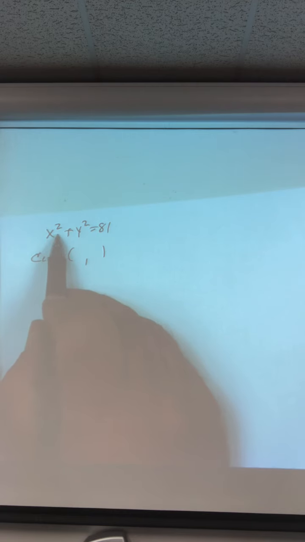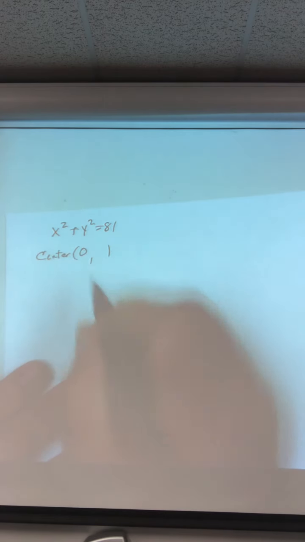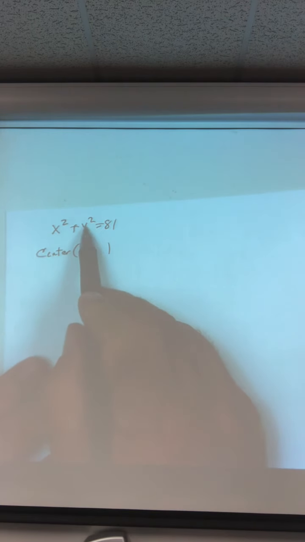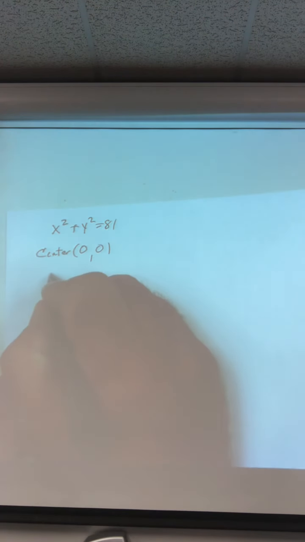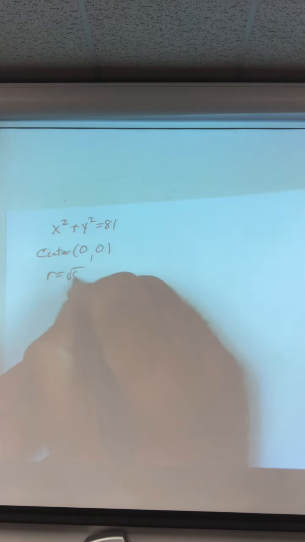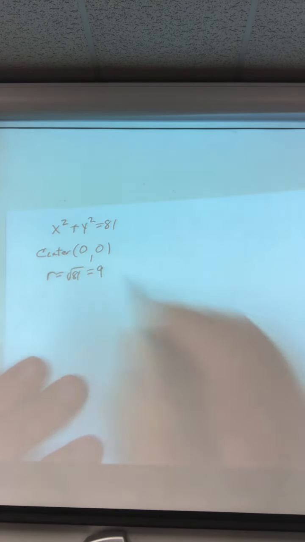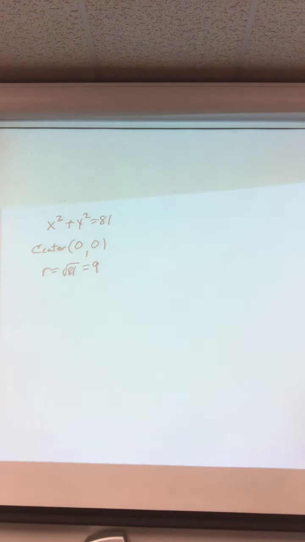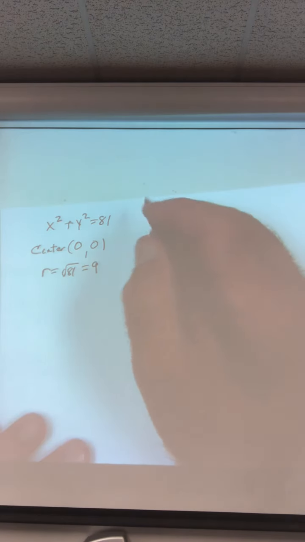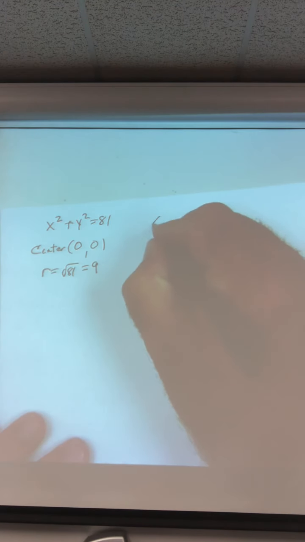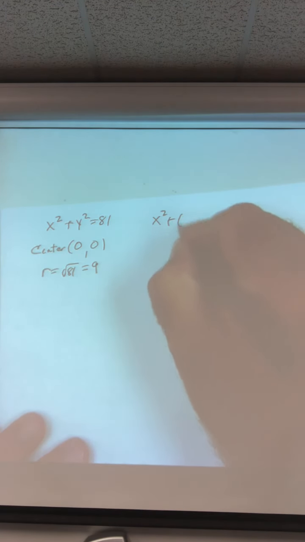What is the h in this problem? There's no number behind the x, so it's 0. There's no number behind the y, so it's 0. And then the radius is the square root of 81, which is 9. Now, that doesn't have to always be a whole number, but it will be for us, particularly the ones we're graphing. All right, let's do 3 more and I'll have to stop the video.